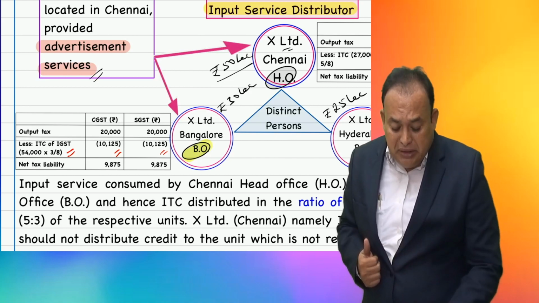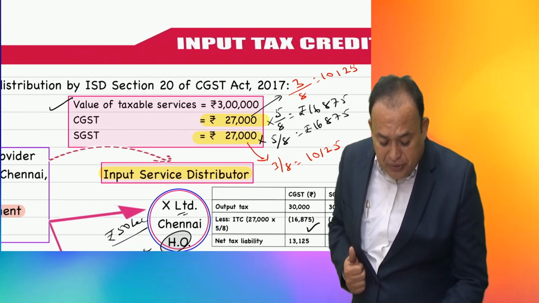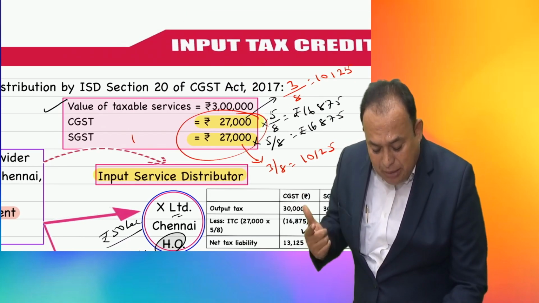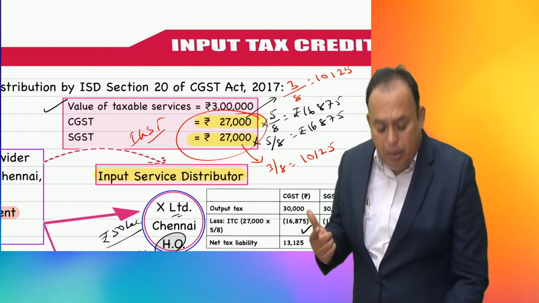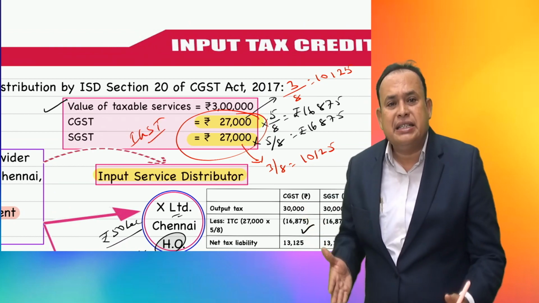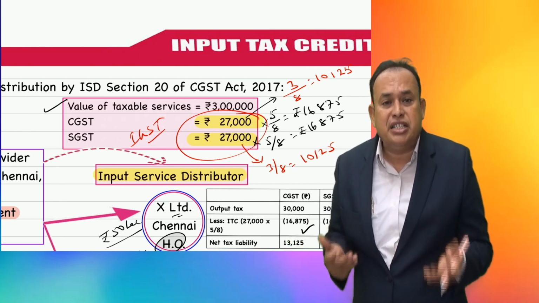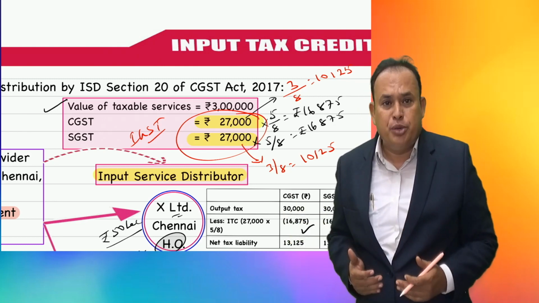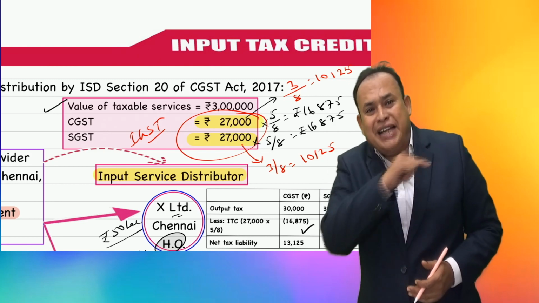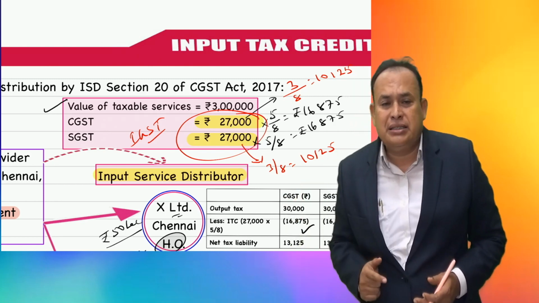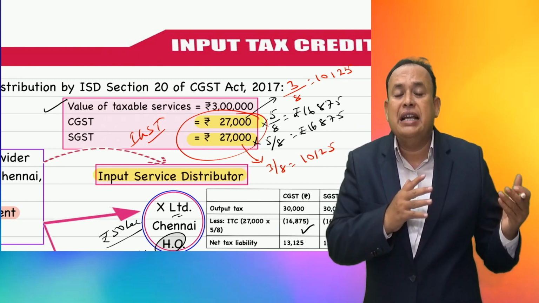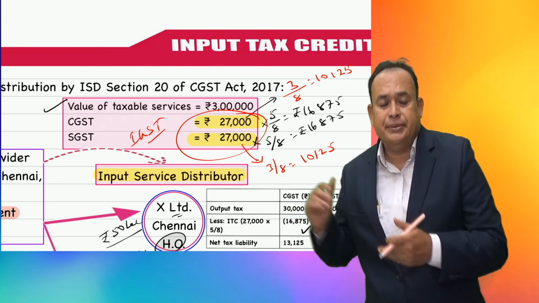Suppose the tax itself is in the name of IGST, no problem, transfer the IGST as IGST to the other state. If you want to transfer the CGST SGST to another state as an input service distributor, you distribute the credit by way of IGST. By way of IGST, transfer the credit.